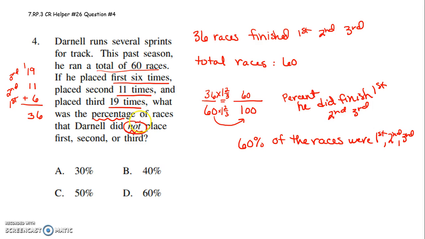So what percent were not first, second, or third? If I take 100% of those races minus the 60% that were first, second, or third, I get 40% that he didn't finish first, second, or third. So that would be method 1.